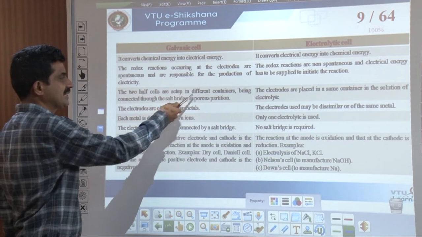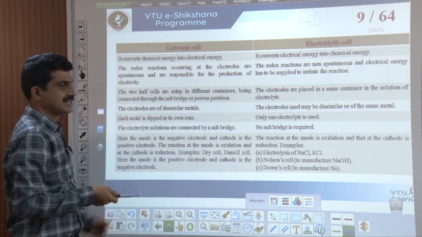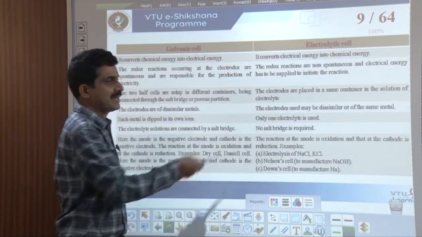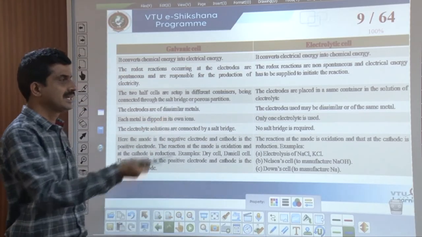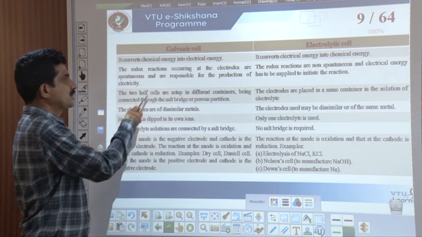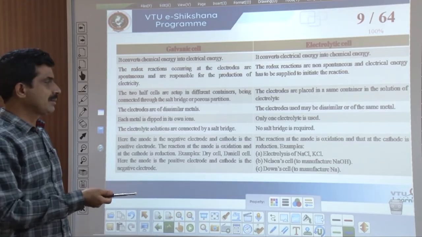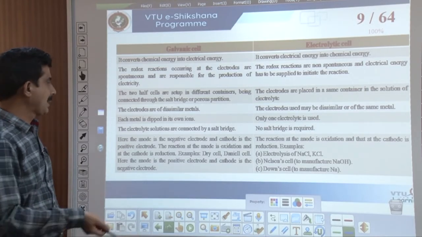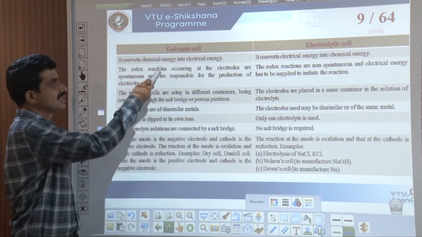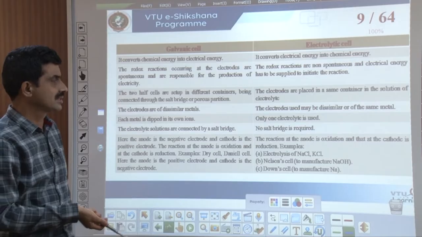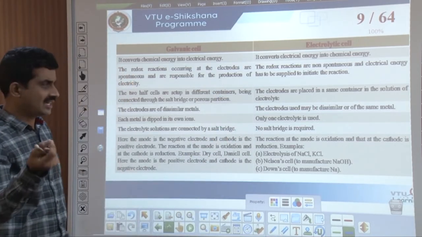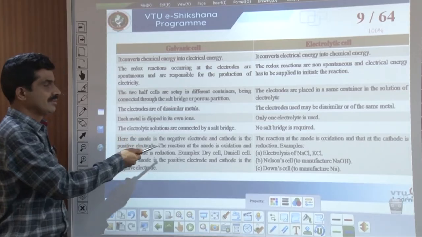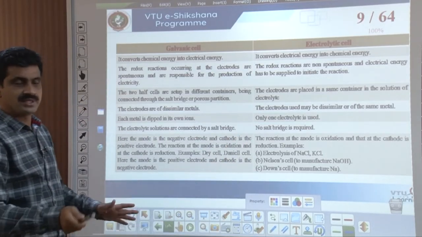Then in a galvanic cell, the two half cells are set up in different containers connected through a salt bridge, whereas in an electrolytic cell the electrodes are placed in the same container in the solution of the electrolyte. The electrodes in a galvanic cell are made of dissimilar metals, whereas in an electrolytic cell, the electrodes may be dissimilar or of the same metal. In a galvanic cell, each metal is dipped in its own ions, whereas in an electrolytic cell, only a single electrolyte is used. Then the electrolyte solutions are connected by a salt bridge, whereas here no salt bridge is required.